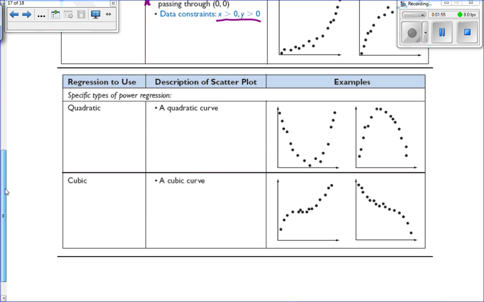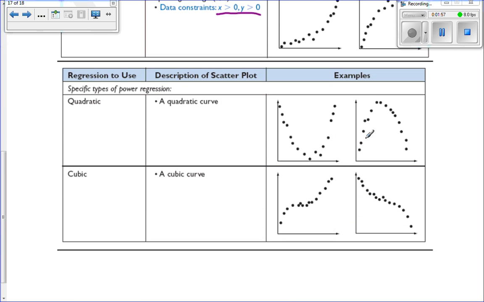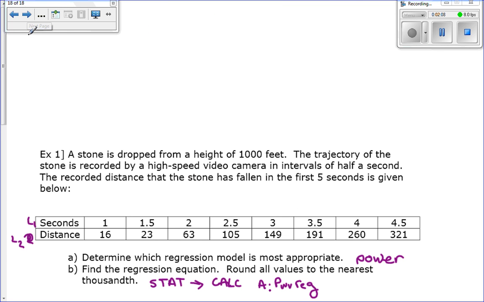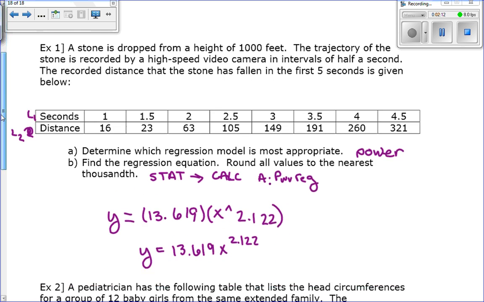We have other regressions, which are quadratic, which will look like a parabola, either opening up or down, and cubic, which looks like an x cubed, y equals x cubed graph. Okay, so we have some examples here. I already have them done for you, but I'll just walk you through them.